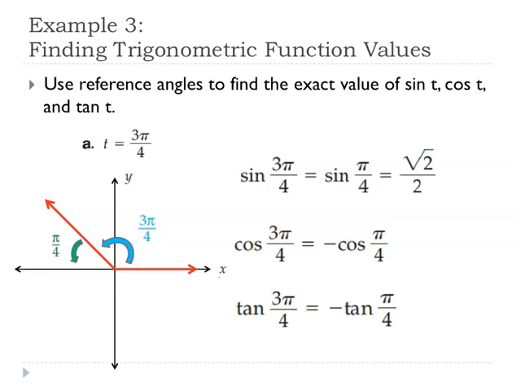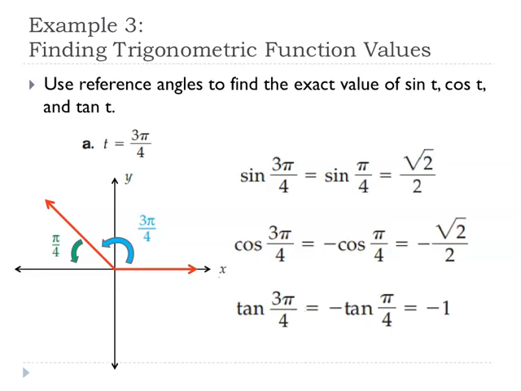Cosine of 3 pi over 4 is going to be the same as cosine of pi over 4, but it's going to be negative, right? We're in quadrant 2, and the only thing that's positive is sine. So it's negative cosine of pi over 4. You know that cosine of pi over 4 is root 2 over 2, so this is equal to negative root 2 over 2. And then tangent is also negative in quadrant 2, so this is negative tangent of pi over 4, which is equal to negative 1.